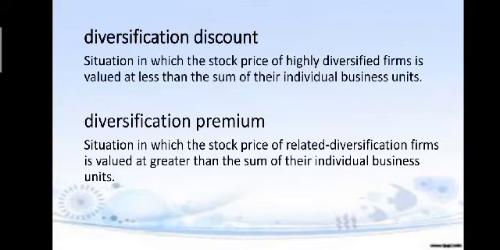First is diversification discount, a situation in which the stock price of highly diversified firms is valued at less than the sum of their individual business units. Examples of this are conglomerates such as General Electric, Alphabet, and Berkshire Hathaway. While GE has been trading at a discount for a number of years, Berkshire Hathaway tends to trade at a premium very often. The way the conglomerate is run matters more than the sum of the parts.